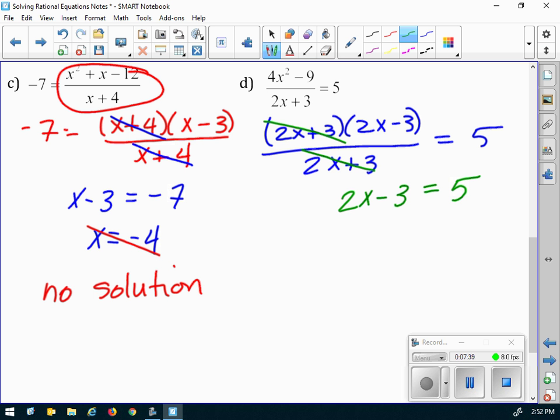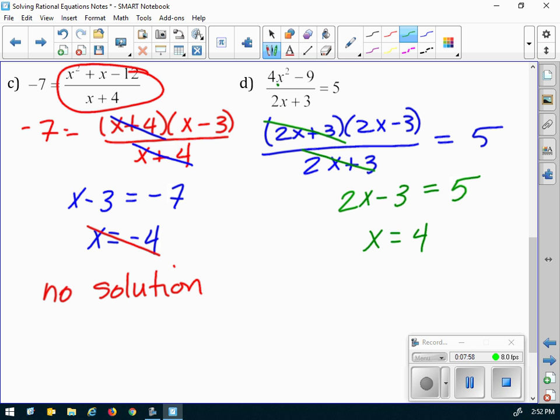Yes. X is 4. If you add 3 to both sides, you get 2x equals 8. Divide by 2, you get x equals 4. Now, that looks ugly. Can x equal 4? Yeah. What's 4 squared?